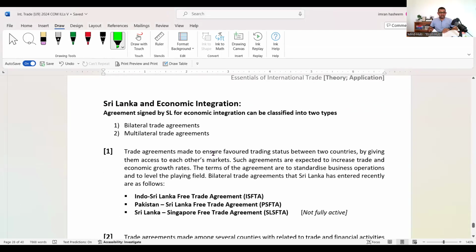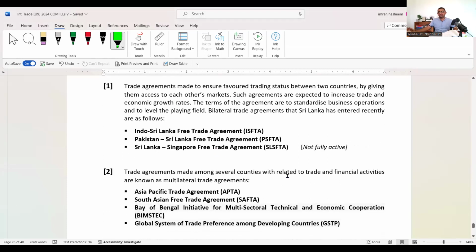Sri Lankan economic integration. What is our experience thus far? We have gone into several bilateral and multilateral agreements. Our bilateral agreements are very simple. I've given a really good explanation on bilateral trade agreements. If you read it once, it will make perfect sense. I believe for certain things it's better that you read rather than listening to me read.